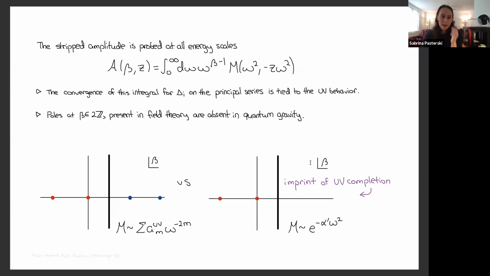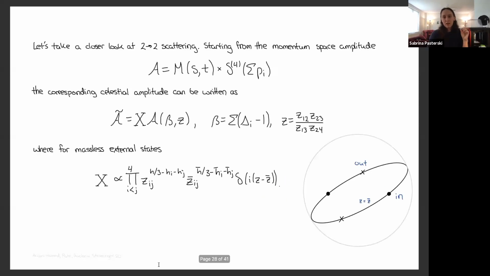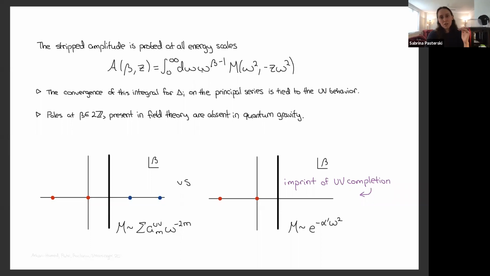So that's nice. And this is a really nice paper by Arkani-Hamed, Pate, Raclariu, and Strominger. I want to point out that the convergence of this integral is tied to how this amplitude behaves in the UV. So there's already this need to understand the imprint of very high energy physics on the story.